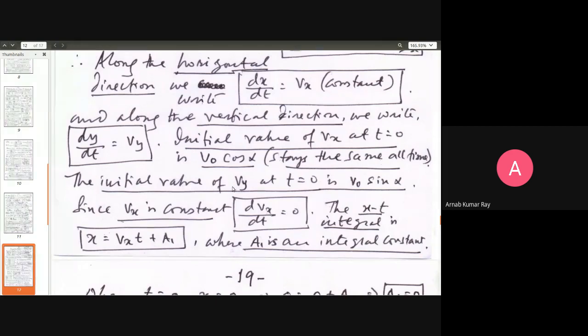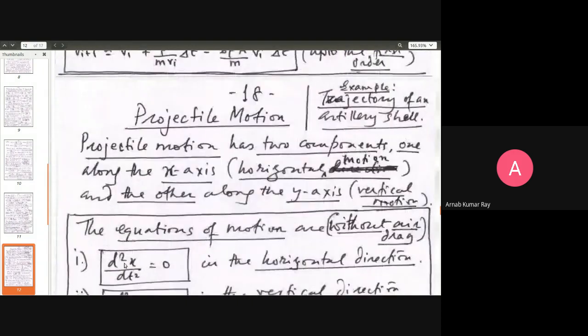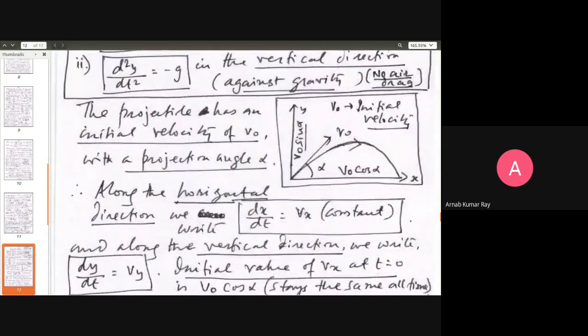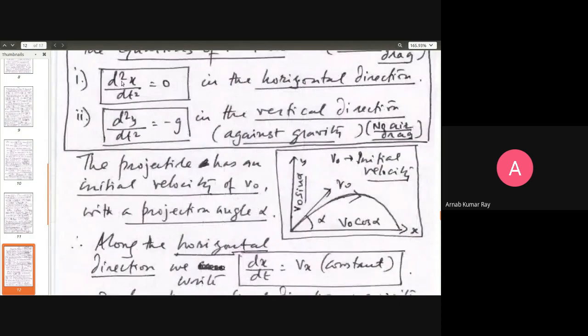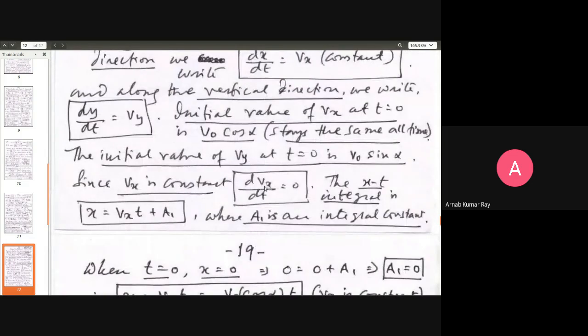Now, the initial value of v_y at t equal to 0 is v naught sin alpha. Since v_x is constant, dv_x/dt is equal to 0. If dv_x/dt is equal to 0, the acceleration along x, d²x/dt², is equal to 0, and dx/dt is equal to v_x. If you put the two things together, you can write dv_x/dt is equal to 0. So you can immediately solve this equation, d²x/dt².